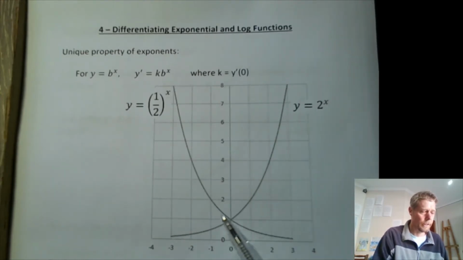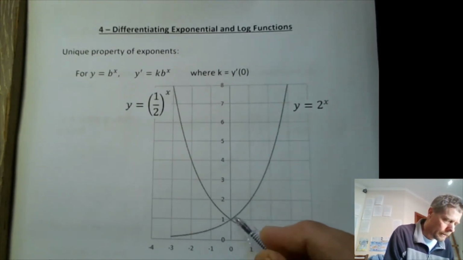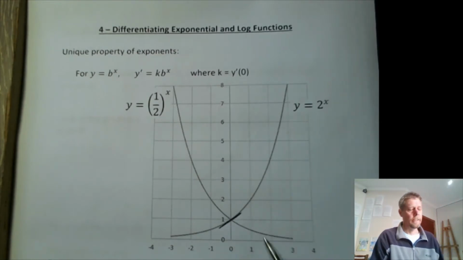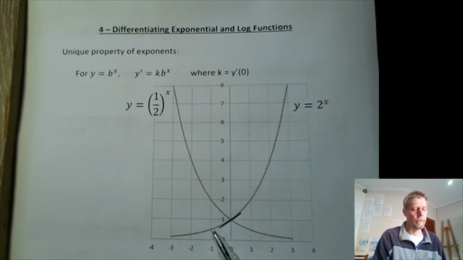There's my y equals 2 to the x. Turns out that it's the slope at x equals 0, and that is my constant there. It's the slope of the actual line at x equals 0. I hope that makes sense.